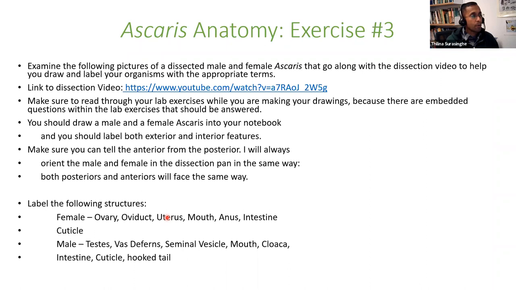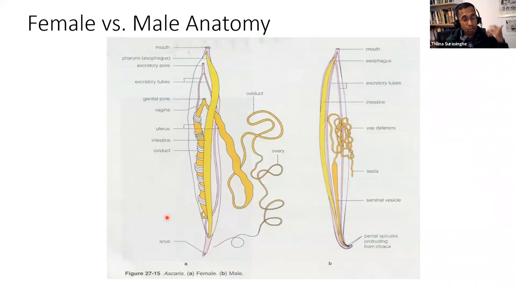and also make sure that you label what is the anterior, what is the posterior, right? And then of course, what structures you can easily label, I have mentioned them down over there on the bottom of the slide. And also the lab manual goes through those same organs. This is the diagrammatic labeling. First look at that so that you know what to look for, right?